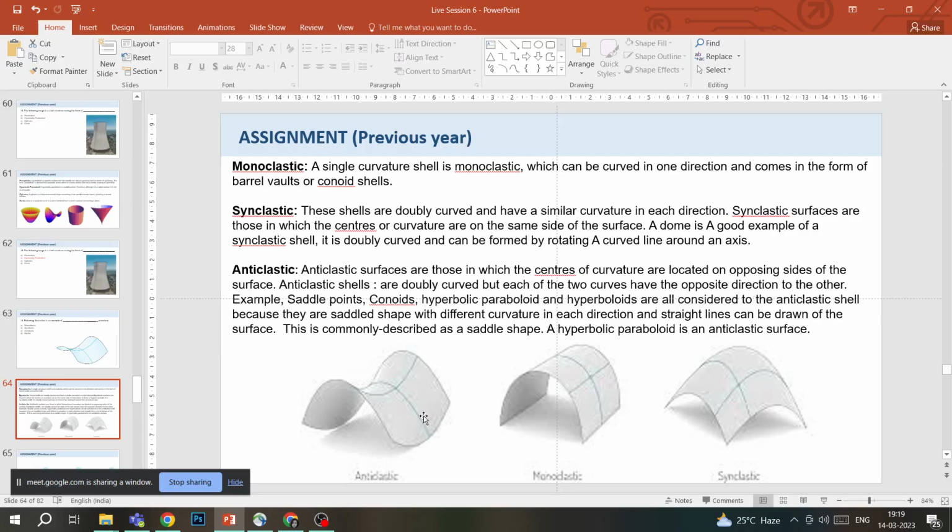Anticlastic surfaces are those in which the centers of curvature are located on opposing sides of the surface. Just what we talked about: hyperboloid, paraboloid. They are doubly curved, but the two curves are in opposite directions to each other. Examples are saddle points. Hyperbolic paraboloids and hyperboloids are considered anticlastic shells because they are saddle shaped with different curvature in each direction, and straight lines can be drawn on the surface.